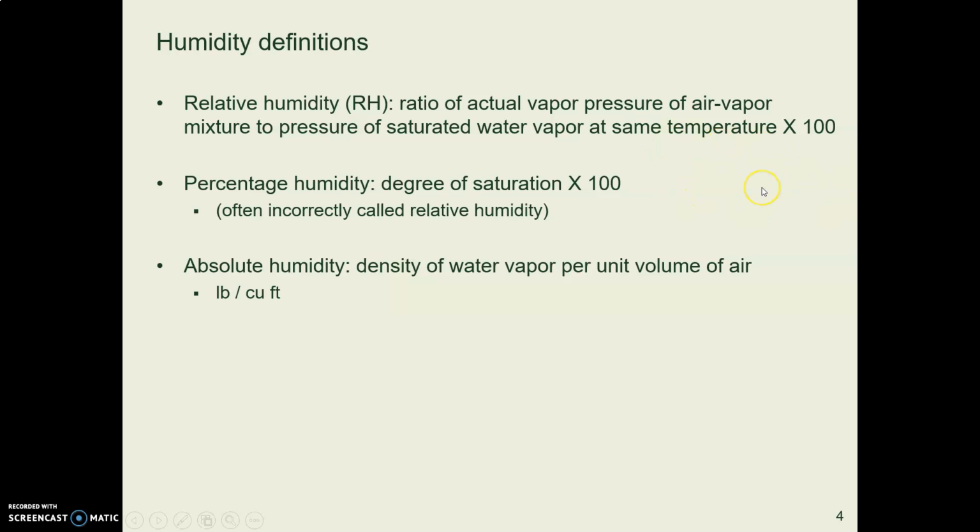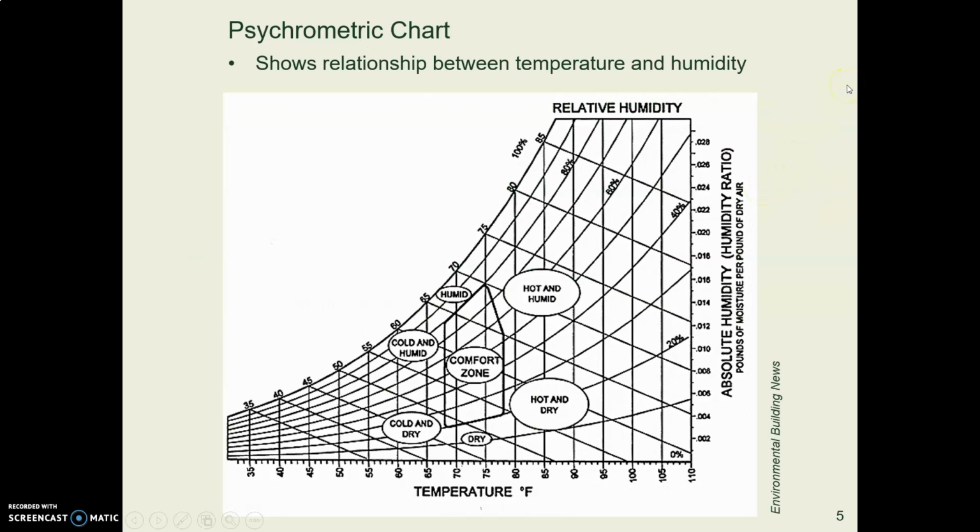Here's some definitions. The other thing I want to point out is that architects and HVAC technicians use these charts called psychrometric charts, which give them a relationship between the temperature along the bottom axis and the humidity along the vertical axis, and then the relative humidity represented by these curved lines.